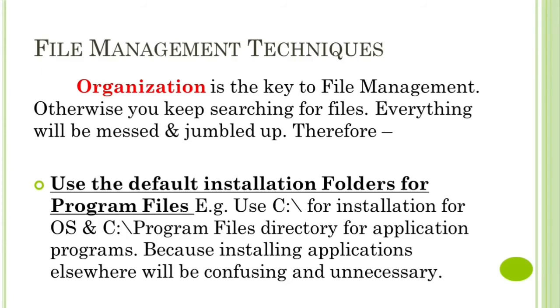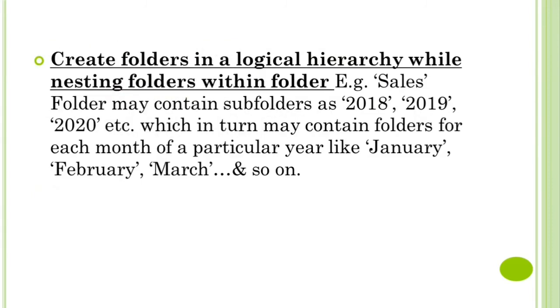First is use the default installation folders for program files. For example, use C drive for installation of operating system and C program file directory for application programs, because installing applications elsewhere will be confusing and unnecessary. Next is create folders in a logical hierarchy while nesting folders within folder. For example, sales folder may contain subfolders as 2018, 2019, 2020 and so on, which in turn may contain folders for each month of a particular year like January, February, March and so on.